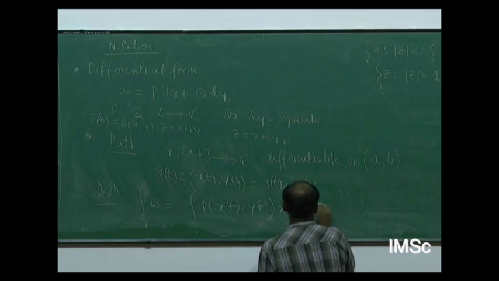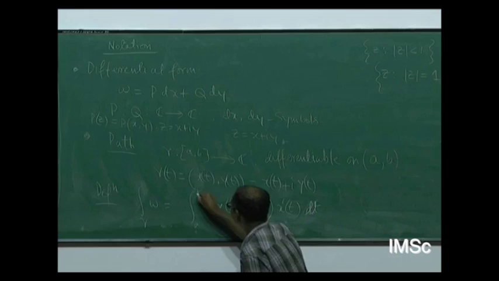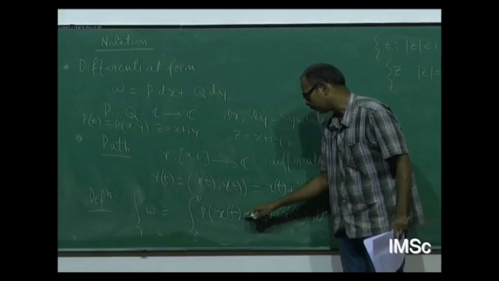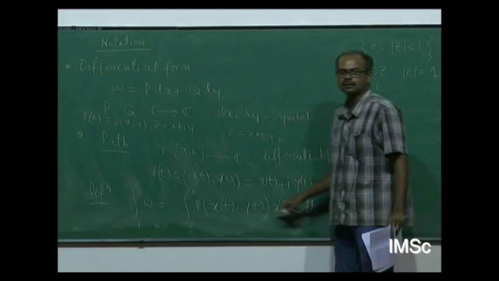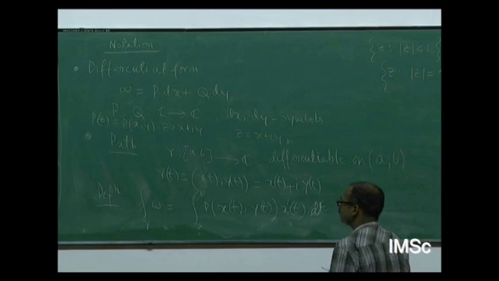So this is from a to b. This is a complex valued function of a real variable. Now the variable is t. So that's a complex valued function of a real variable, and this integral we know how to handle. This is just a real integral, even though there is a complex valued function. So we'll just separate it into real and imaginary parts and integrate, and then the other part.